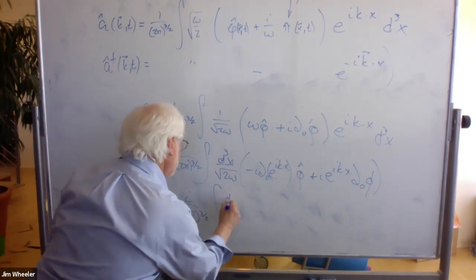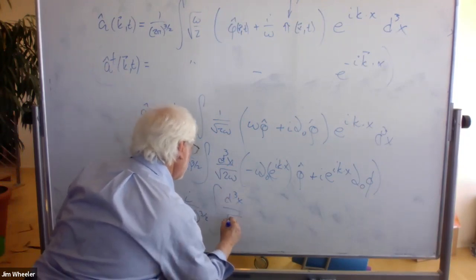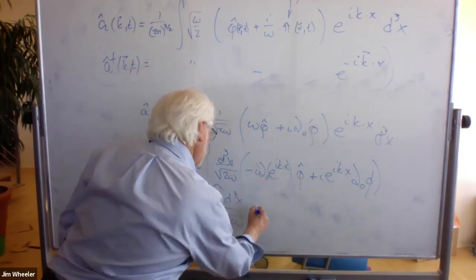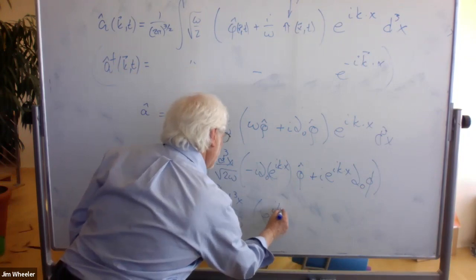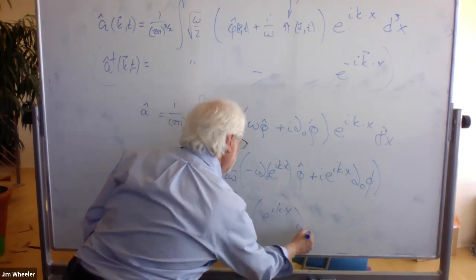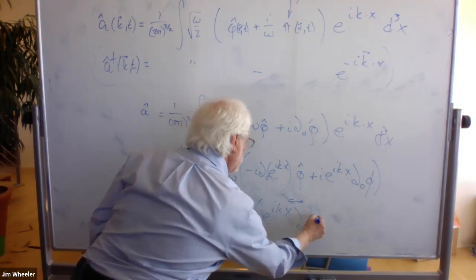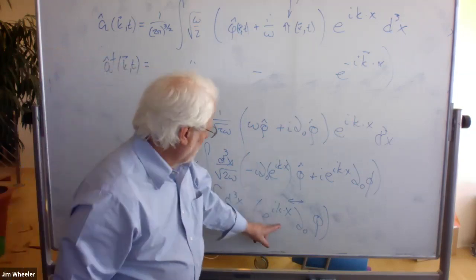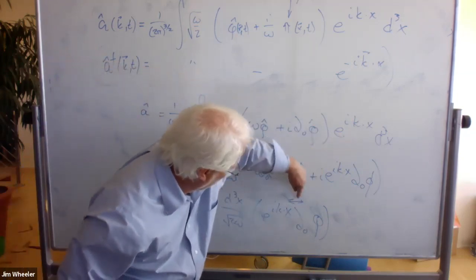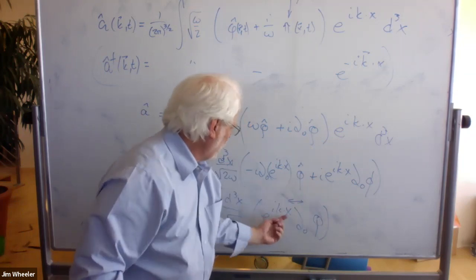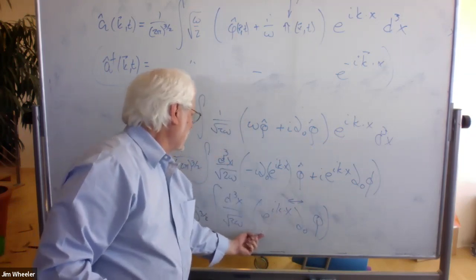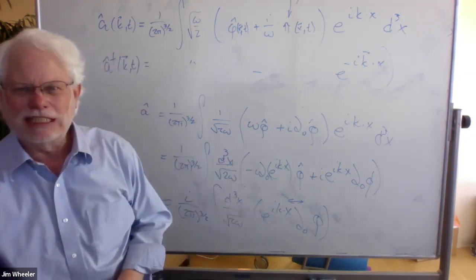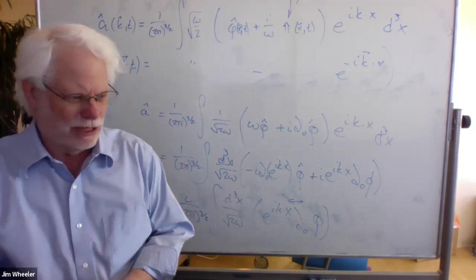So d3x over root 2 pi, 2 omega, sorry. And now I've pulled out the i, so I can write this as e to the i k dot x d0 double arrow phi. So this term is when the d0 hits the phi, and then we subtract when it hits the ikx. I've already pulled out the i, so we just have the minus sign left, and we can write it with the double arrow.